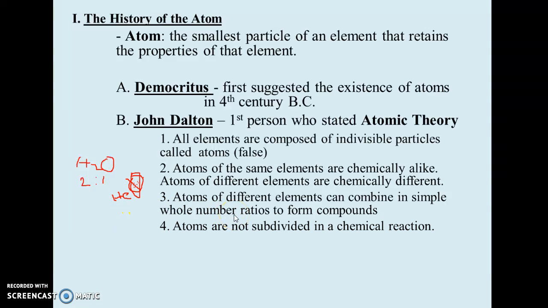Atoms are not subdivided in chemical reactions. So whatever goes into the reaction has to then come back out of the reaction. So when things react, we don't break the atoms. They just rearrange, right? They form new bonds and rearrange. If we do break the atom, that's called fission, and that's what we use in the atomic bombs, and that's what we use for nuclear power plants and so on. So in normal circumstances, under chemical reactions, we don't have a new element forming.